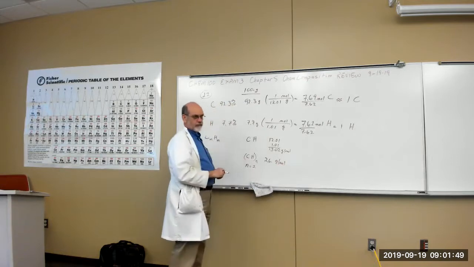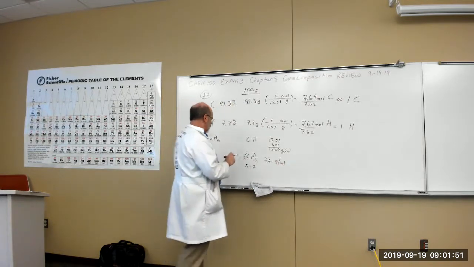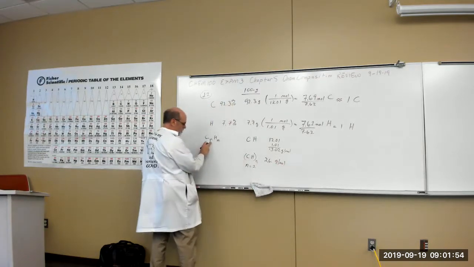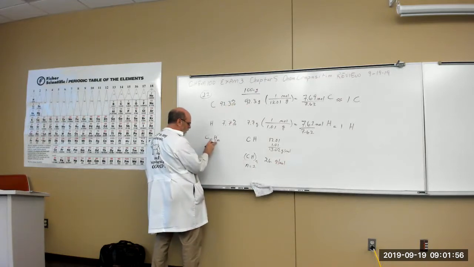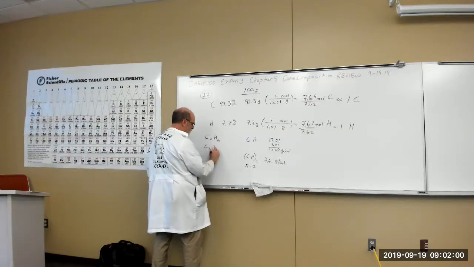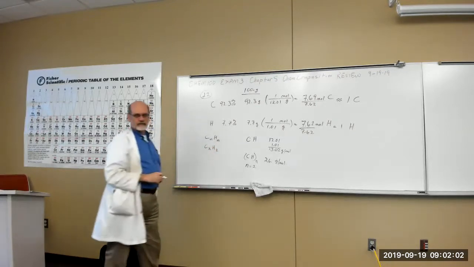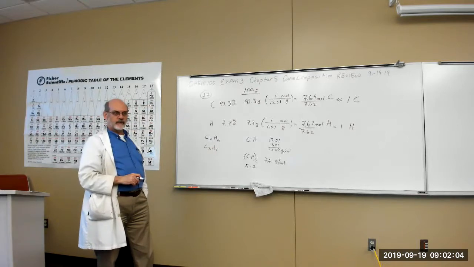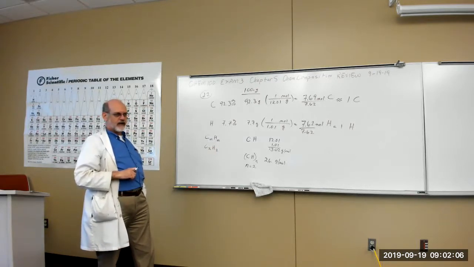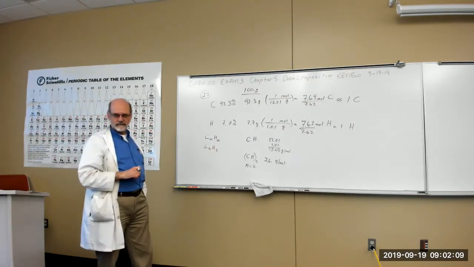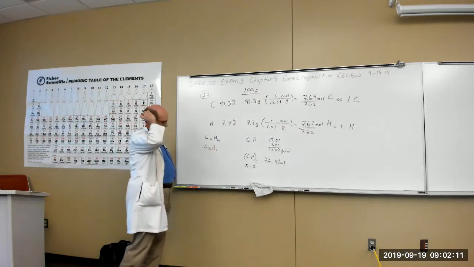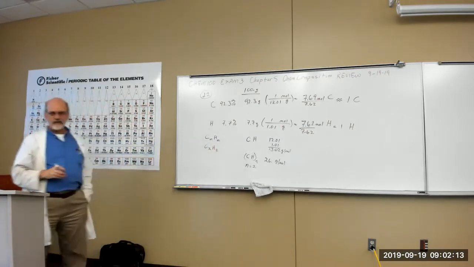N equals 2. So now we know that since these are 1:1 empirical, the molecular is 2:2. 2 times 1 is 2. Always has been, always will be. New math notwithstanding.